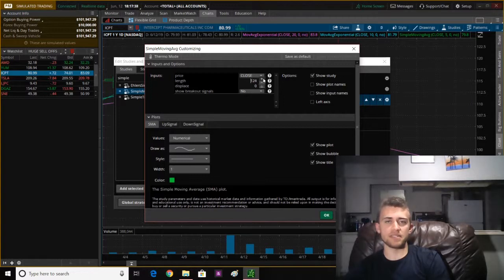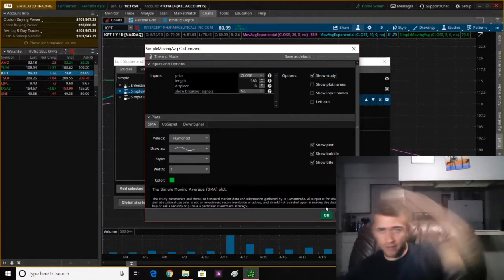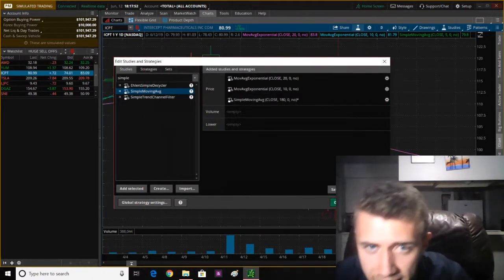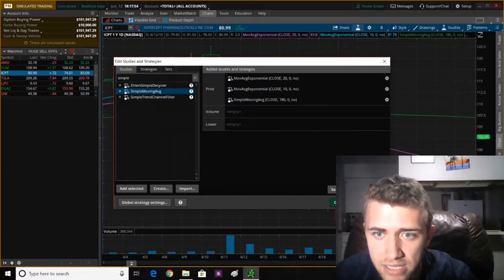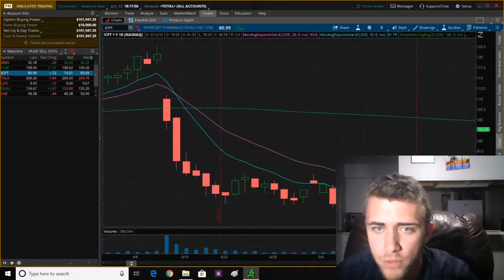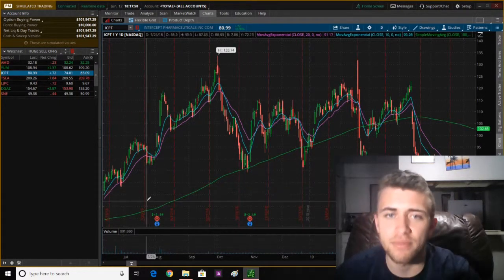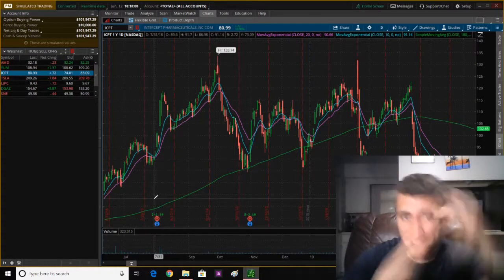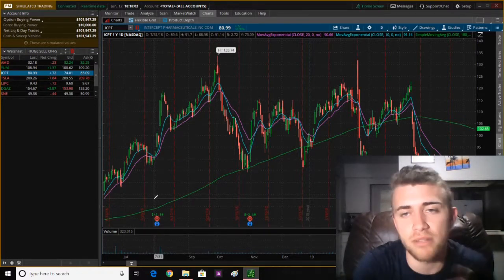I tried typing this in on my computer, but we got to hold the mouse down and get it all up. All right, cool. So we're going to apply that, show you what that looks like. There you have the simple moving average. So this is going to be another support line you can judge your purchase off of.